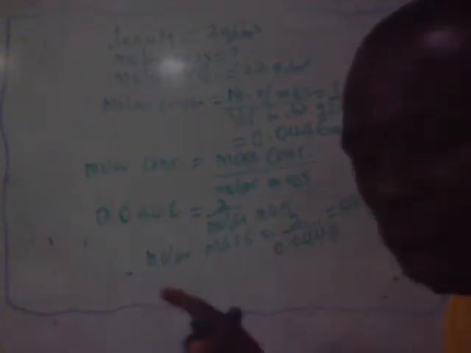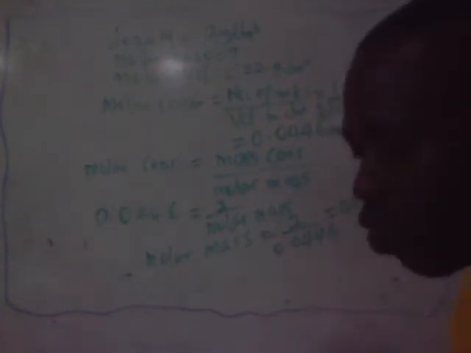Option A, 11.2, wrong. Option B, 20.4, wrong. Option C, 22.4, wrong. Option D, 44.8, correct. Option E, 54.0, wrong. So our correct option for number 47 is option D. Now let's go to number 48.